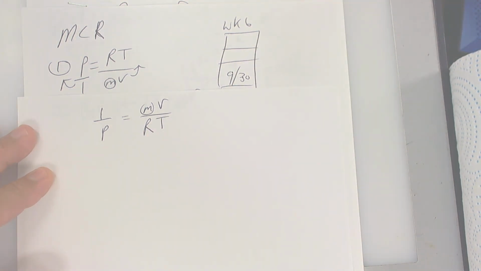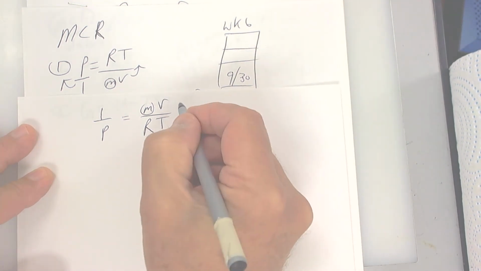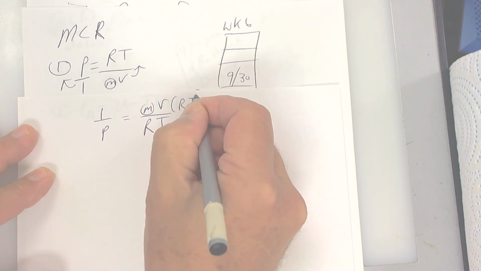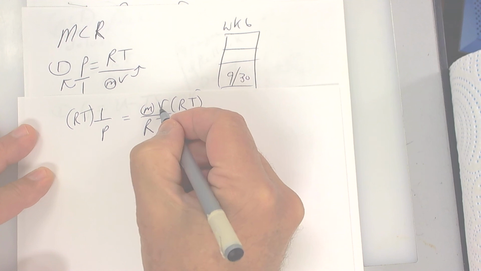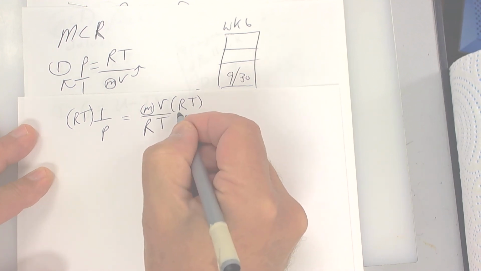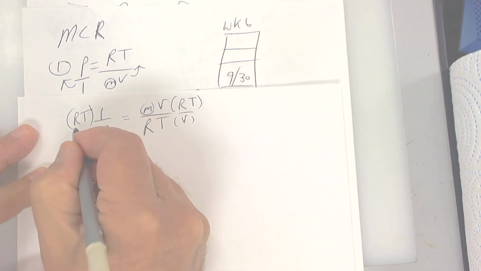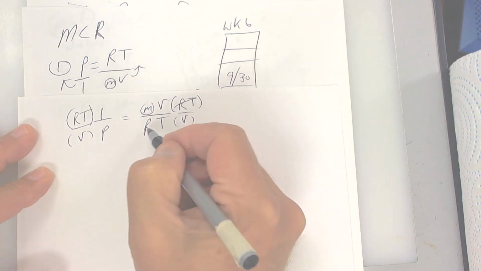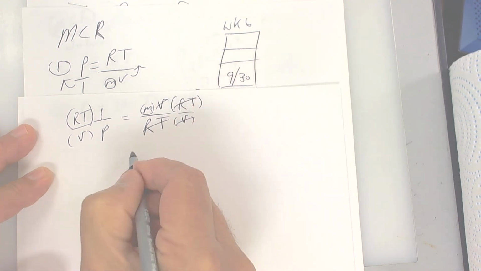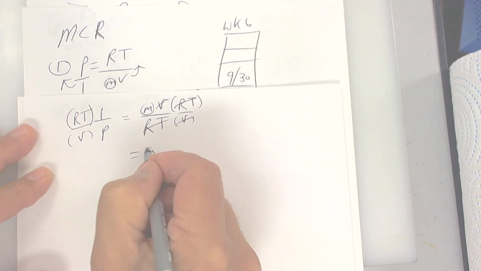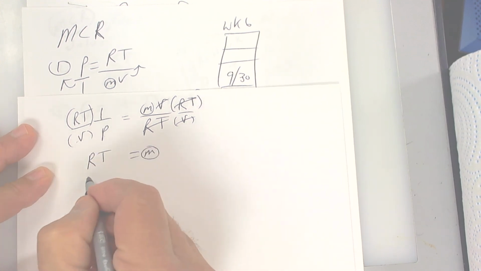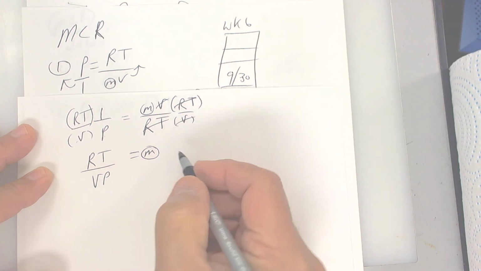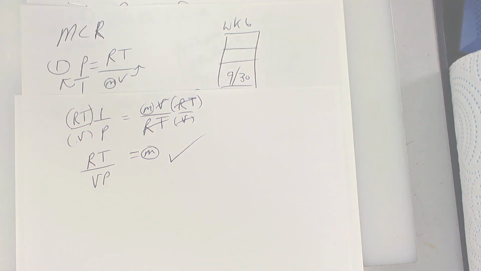And once you do that, you're dividing by RT, so you want to multiply by RT. And at the same time, you're multiplying by V, so you can put V down here as well. And what's going to happen is the RT's cancel and the V's cancel, so you're left with M is equal to RT over VP, or PV. And there it is. And that's number 1.